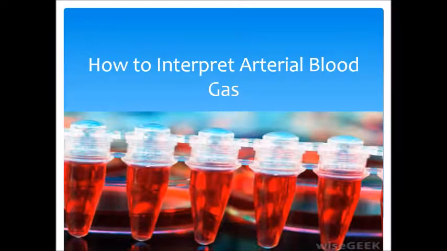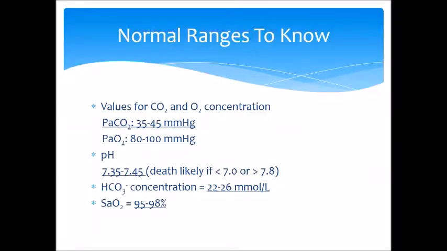So today we're going to examine how to interpret arterial blood gases. First thing you want to know is the normal ranges that we're going to be dealing with. First, for the partial pressure of carbon dioxide, we're looking between 35 and 45. For oxygen, between 80 and 100 millimeters of mercury.